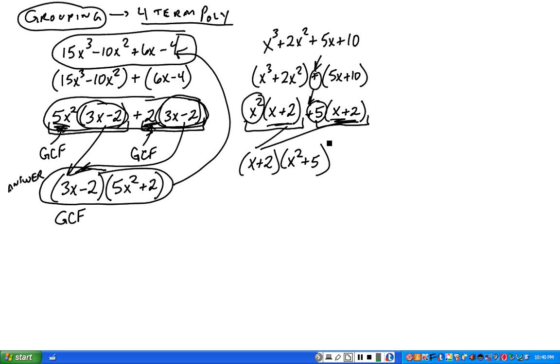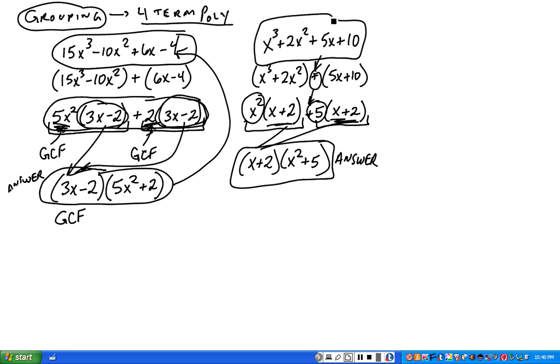Okay. This would be my answer. And once again, if you multiply these two binomials, you should get your introductory polynomial. Alright, let's do one more.